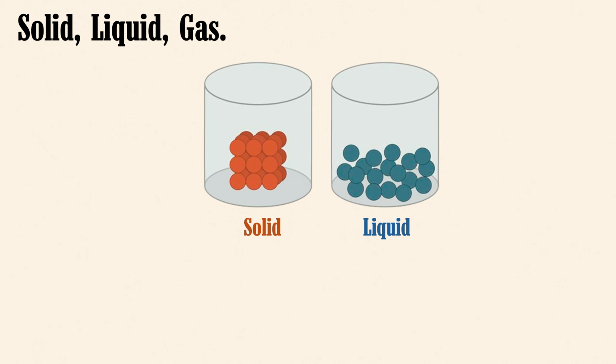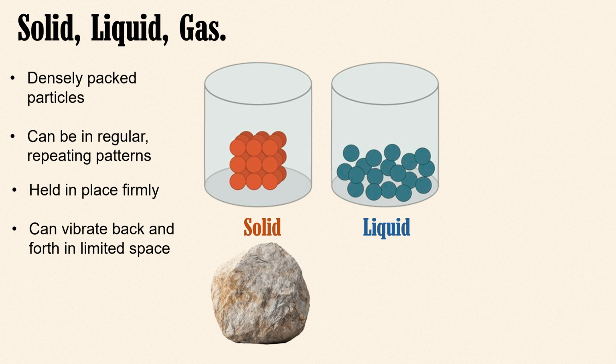Moving on to states of matter, being solids, liquids, and gases covered in this lecture, although plasma is another state of matter, but it's not so relevant here, so I'm not going to talk about it. Solids are densely packed particles and can often be in regular repeating or crystalline patterns. The particles are held firmly in place and can vibrate back and forth in a limited space.